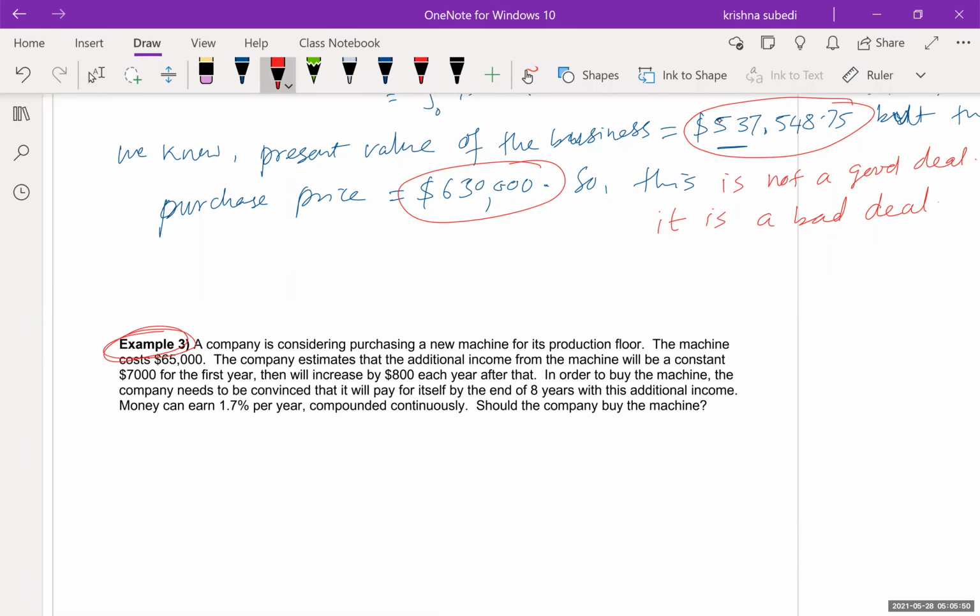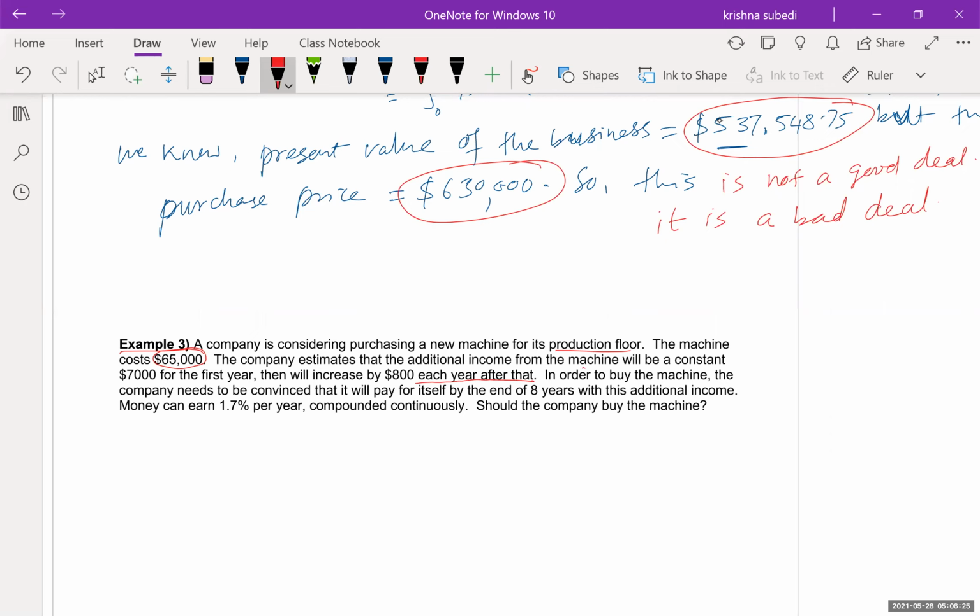So in example 3, what is given here? Let me read the question first. The company is considering purchasing a new machine for its production floor. The machine costs $65,000, and the company estimates that the additional income from the machine will be a constant $7,000 for the first year, then will increase by $800 each year after that. So now this is actually the money flow.